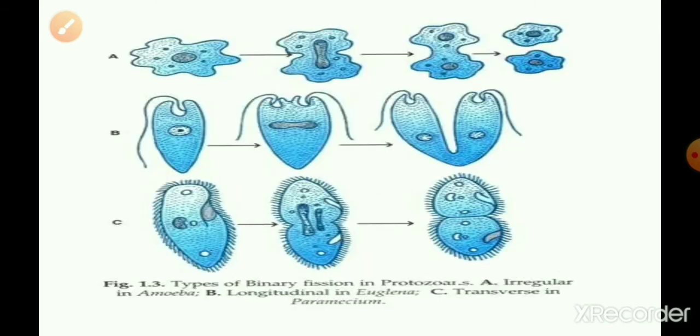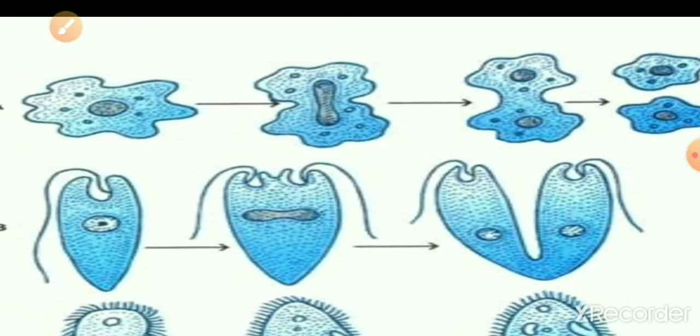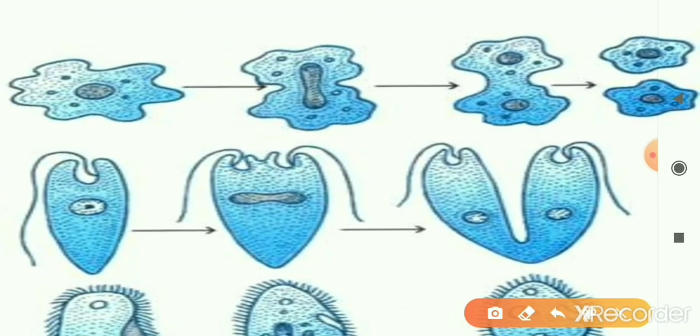In case of amoeba, you find that the amoeba has got no shape. It keeps on changing its shape. And so since it's not having an organized shape, you find that amoeba can divide in any plane. It can be this way, it can be longitudinal, so it can be dividing. It can be in any plane. Amoeba can divide in any plane.